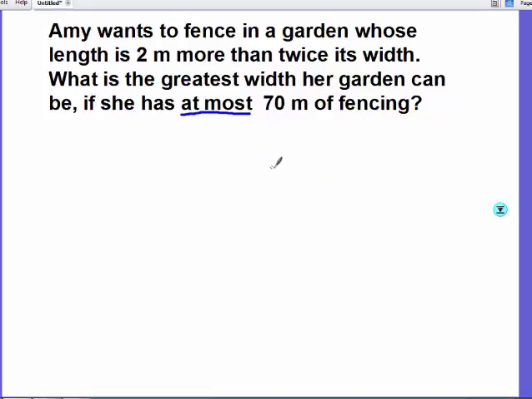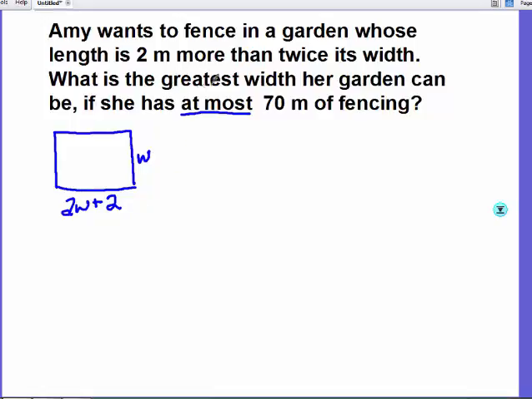Amy wants to fence in a garden whose length is 2 more than twice its width. What is the greatest width her garden can be if she has at most 70 meters of fencing? This should register to you as a geometry problem, so let's draw it out here. If we call the width W, the length is 2 more than twice its width. So 2 more would be a plus 2, and twice its width would be 2W.